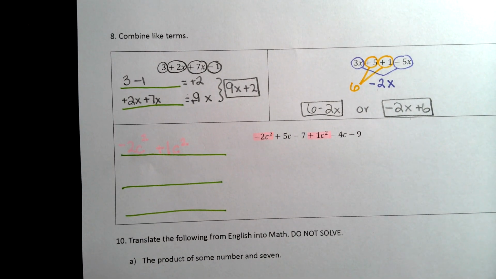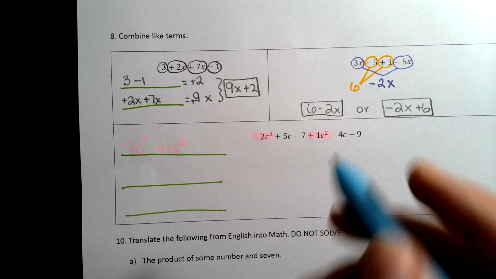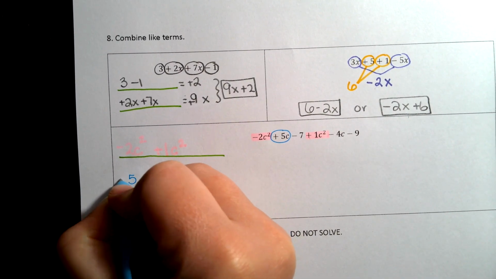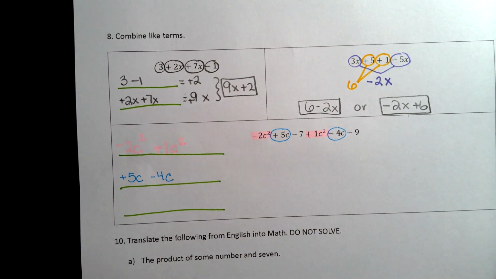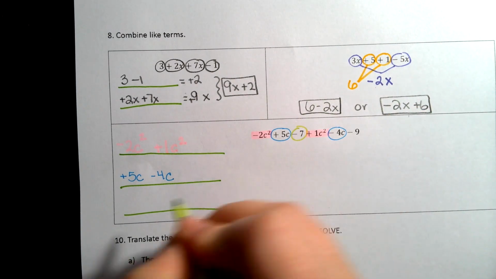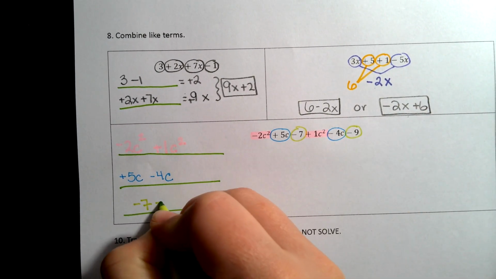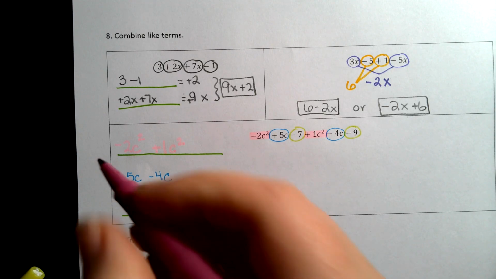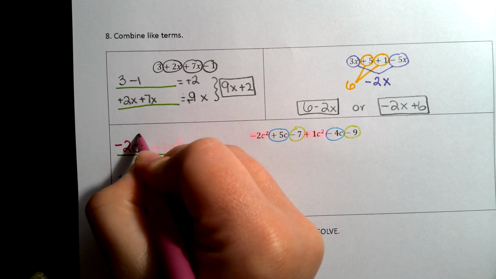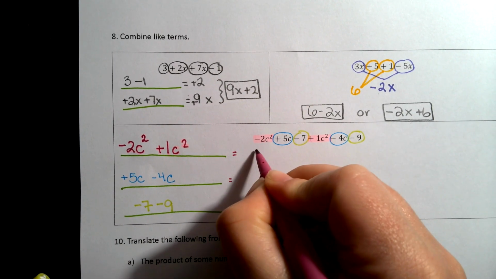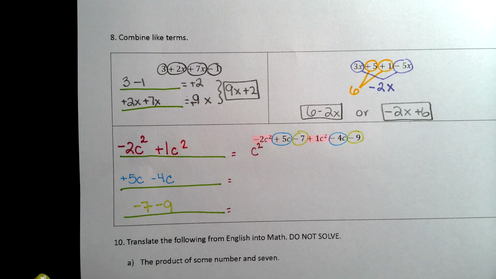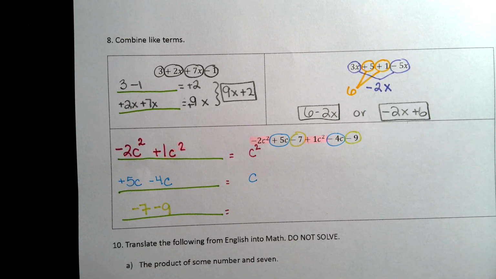Next, I have a positive, trying to find different colors here, +5c, not squared, -4c, not squared. And then we have our constants of -7 and -9. We have -2c squared plus 1c squared. Remember, for combining like terms, if you see a letter, you keep the letter. So if our letter is c squared, we're going to keep c squared. If our letter is c, we're going to keep c. And if we don't have a letter, we don't have a letter.